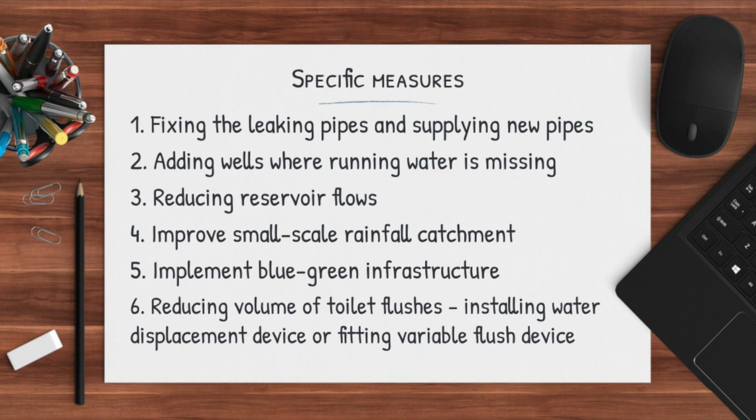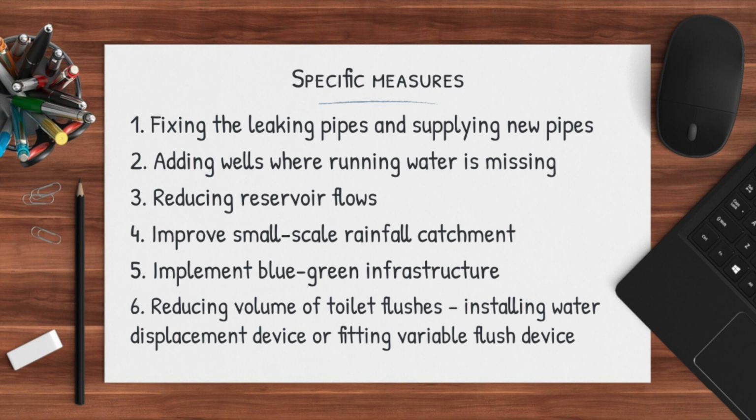And improving small-scale rainfall catchment would also help South Africa, because like we saw in Mexico City, they have little barrels to catch rainfall. And this would help preserve more water in South Africa as well. Yeah, and we would also like to implement blue-green infrastructure, which essentially means we want to integrate bodies of water or more elements of water into our development plans. This allows for more water retention, which also allows, in the end, for less drought possibility.